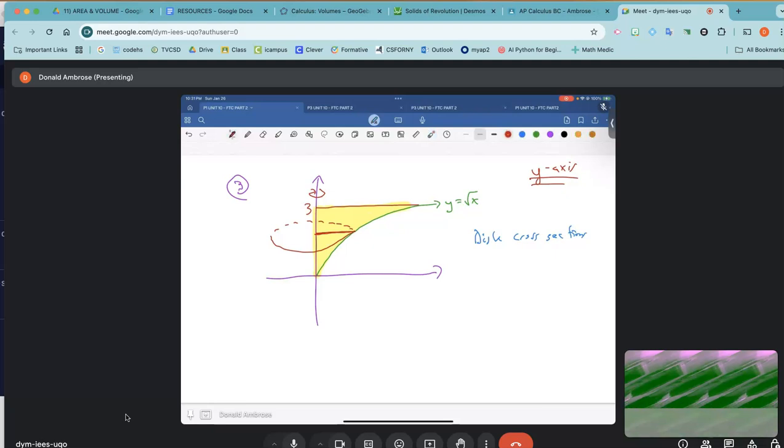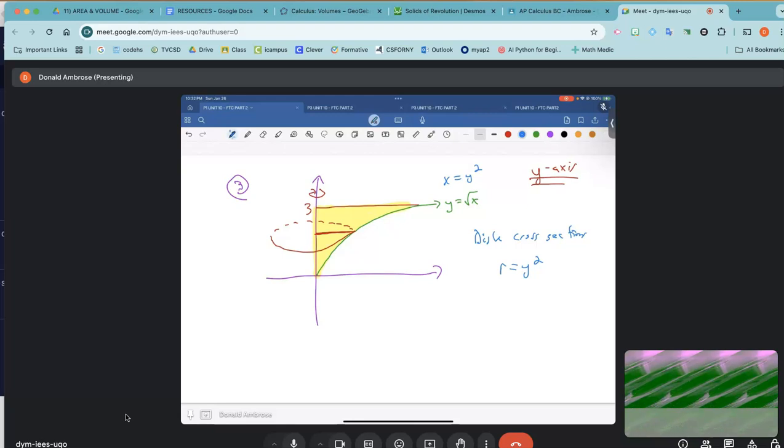So, with that being said, y equals the square root of x. If we solve for x, hopefully we agree that would be x equals y squared. And this measurement here, going out from the y-axis to our graph, is to the graph y equals the square root of x. But since we're going out horizontally, the measurement here would not be square root of x. It has to be in terms of y. It would be y squared. So the radius of each one of our circular disc cross sections is r equals y squared.